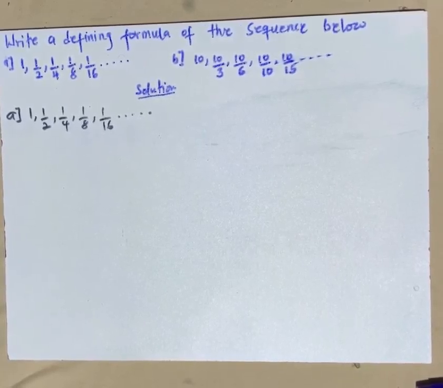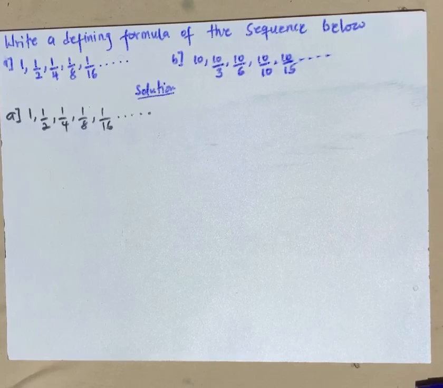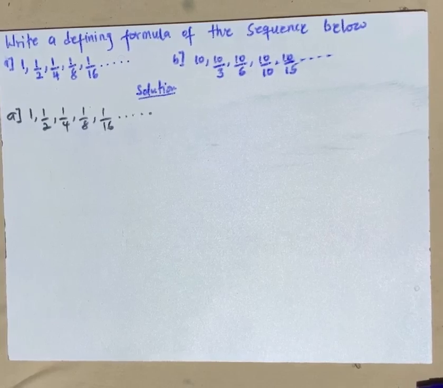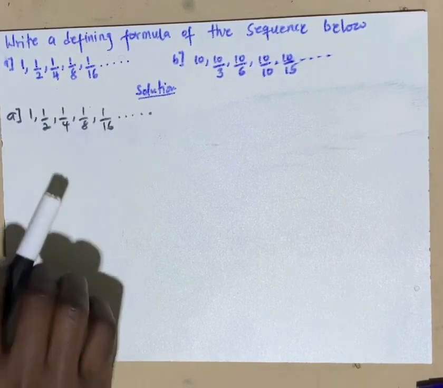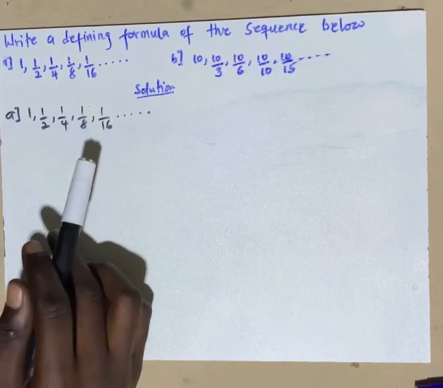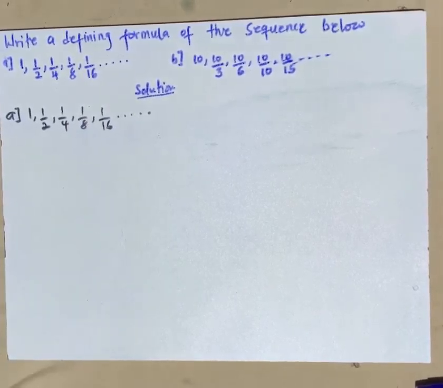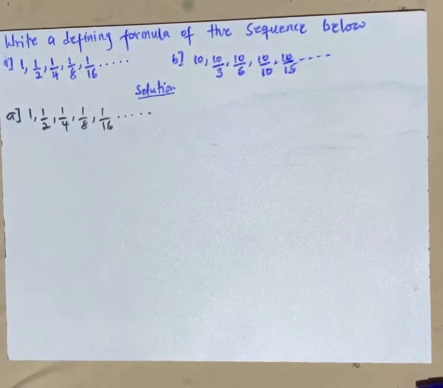So under this lesson, we are going to continue from where we stopped in the previous chapter. That is, we are going to look at how to define the formula of a given sequence. Now let's move straight into the video. So we have a sequence which is 1 over 2, 1 over 4, 1 over 8, 1 over 16. And we are being told to define the formula for this sequence.